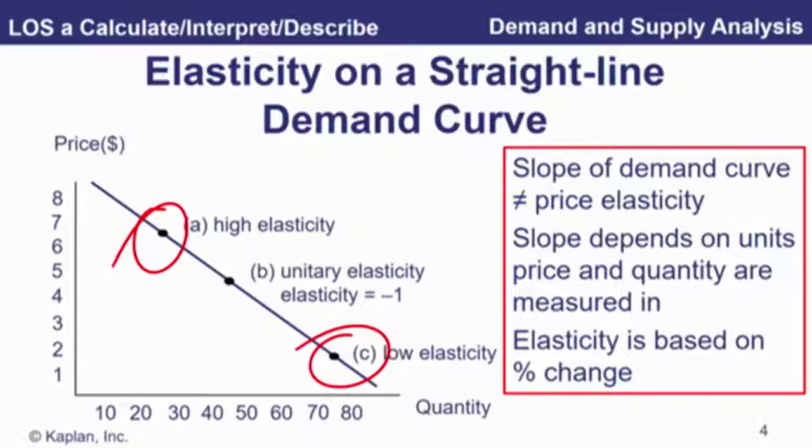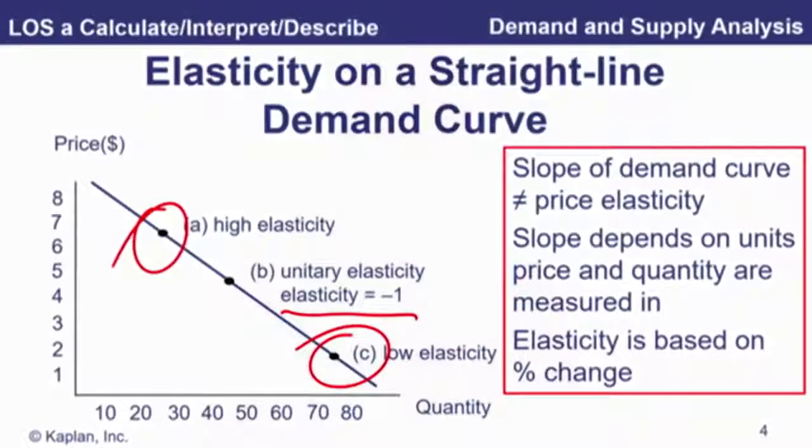As you come towards the middle, you will reach a point where you have unitary elasticity. That's where it's equal to 1. In absolute terms equal to 1, we know it's -1. Now, what does that mean for the supplier?